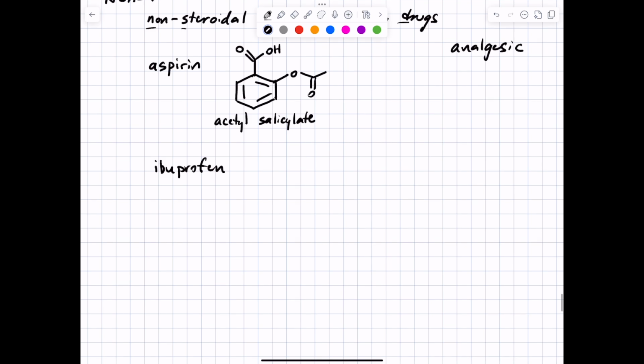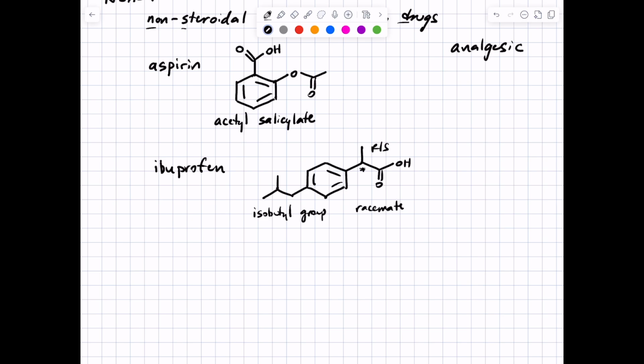And the ibu in ibuprofen stands for, I think we talked about this earlier when we were talking about chirality, this 4-carbon group, 1, 2, 3, 4. That's called an isobutyl group. Like aspirin, ibuprofen has a benzene ring and a carboxylic acid. They make ibuprofen as a racemate, that is both R and S configurations. They'll make a 50-50 mixture of both enantiomers. One of them is active, but the one that isn't doesn't matter.